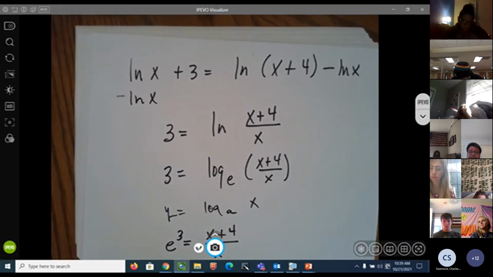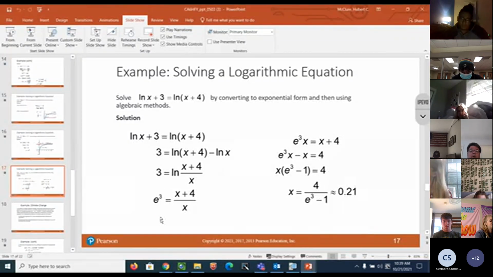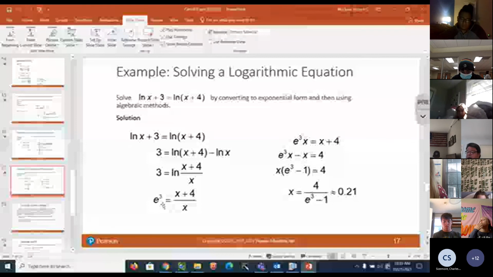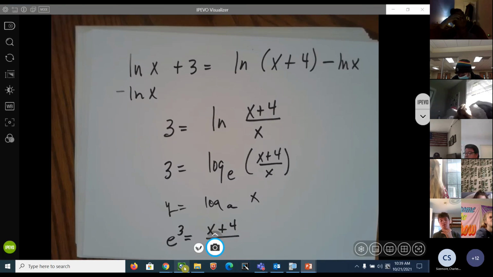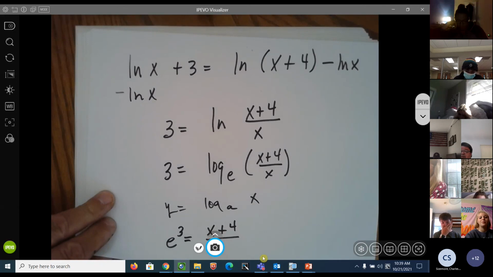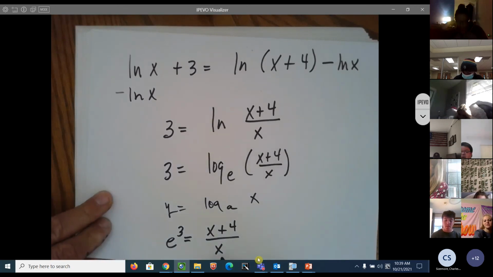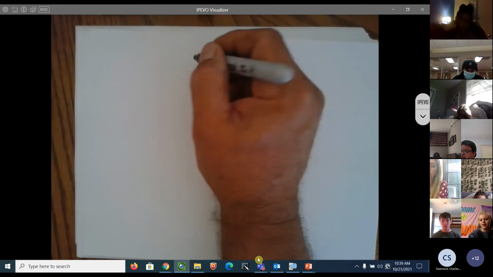And I don't know if they want us to finish that or not. e to the 3 is equal to x plus 4 over x. And multiply, yeah, they do want you to finish it. Yuck. Okay, we'll finish it. So I'm going to write that down on the next page. I don't know if this is a test question. I would stop right here for a test question. But as you can see, they want you to move on.